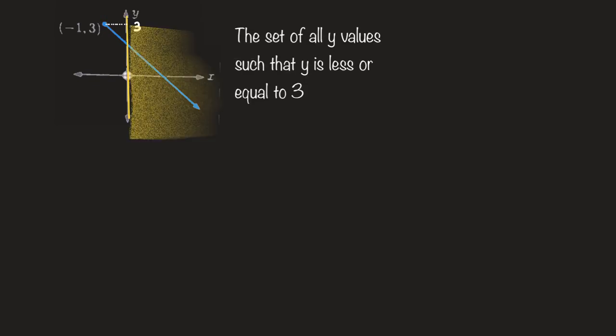So we would say this represents the set of all y values such that y is less than or equal to 3. In set notation, we would write brackets, and then we would write y such that y is less than or equal to 3. We finish off with a bracket.